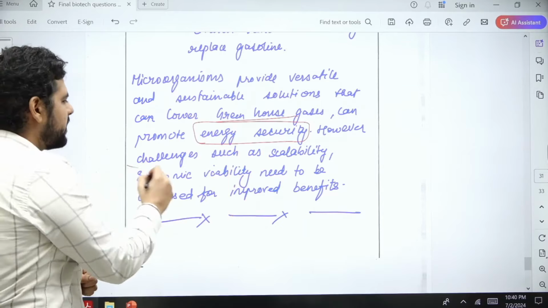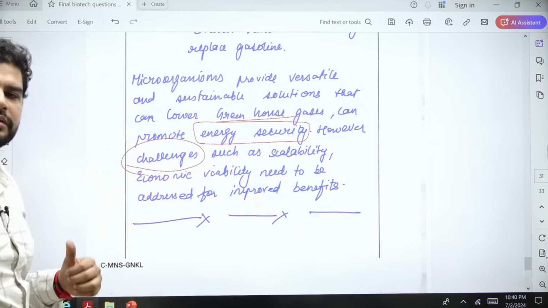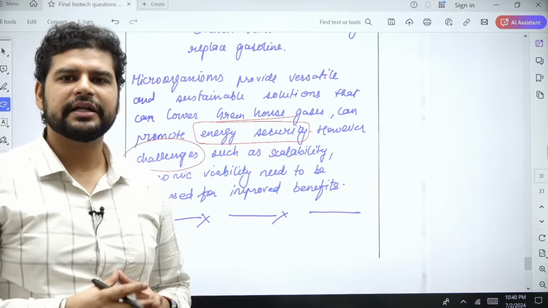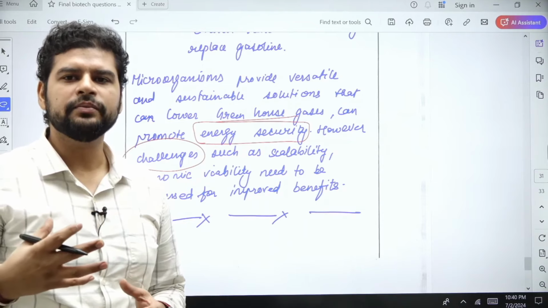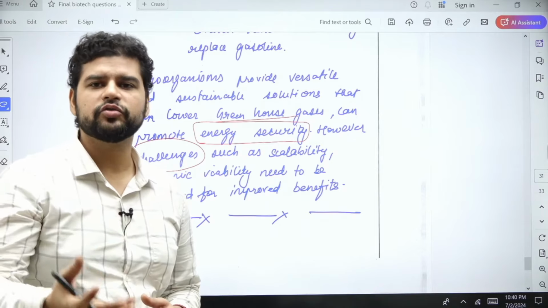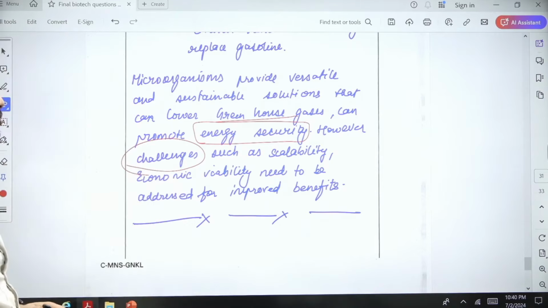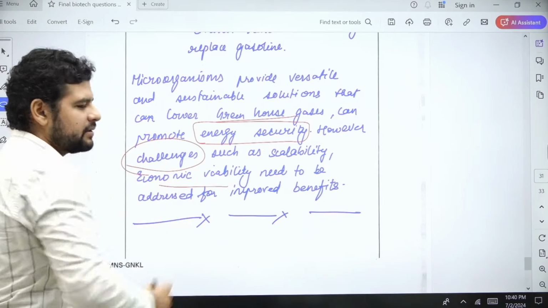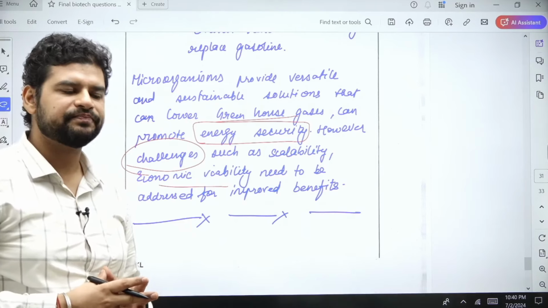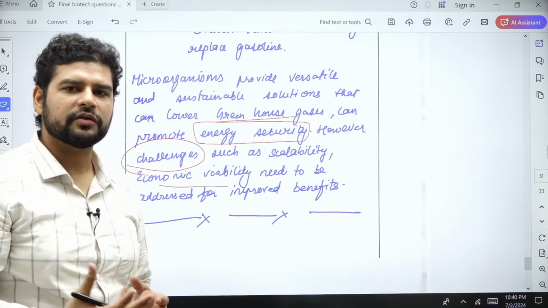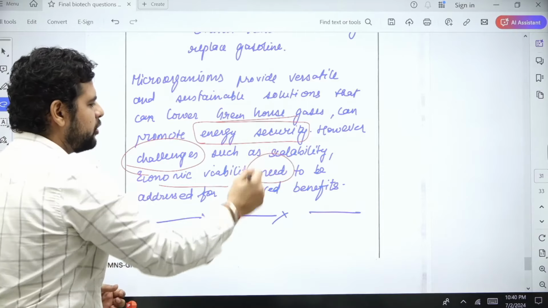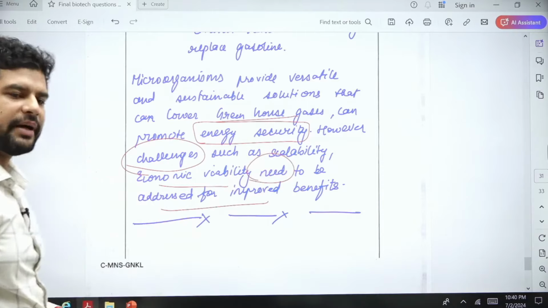Then again, I have pointed out some challenges, like I have told you before, biotechnology is created in labs. So a lot of technology that is created in labs is sometimes not translated to, let's say, the farm, or the people who are generally going to use that biotechnology output. Economic viability, that means things are quite costly and they should be able to be used by poorer section of the society also, right? So these are the things that need to be addressed for improved benefits.